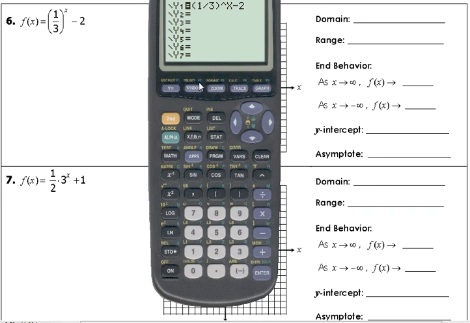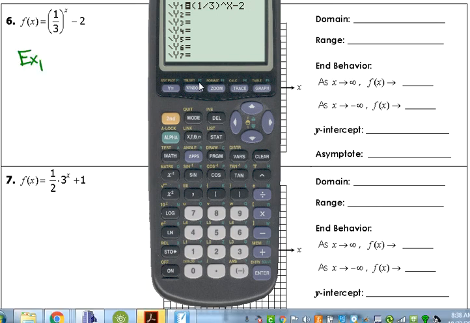Before we hit graph, is it exponential growth or decay? Decay, because the base is less than 1. We didn't talk about that on number 5, but that's okay. What does that -2 do? Vertical shift down 2 units.